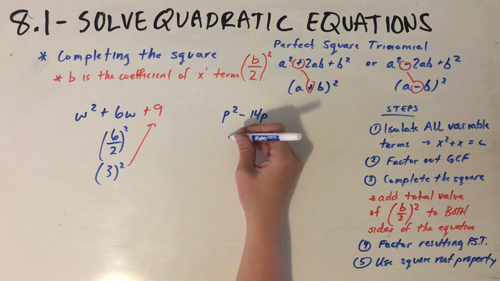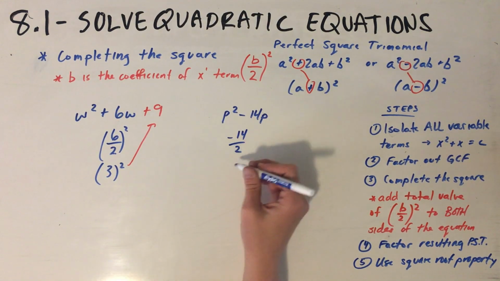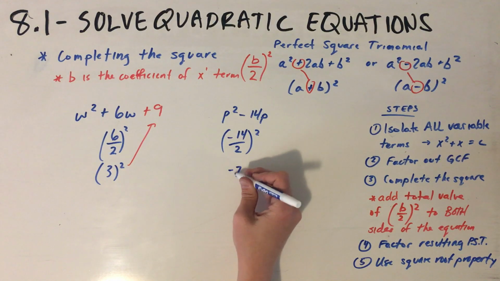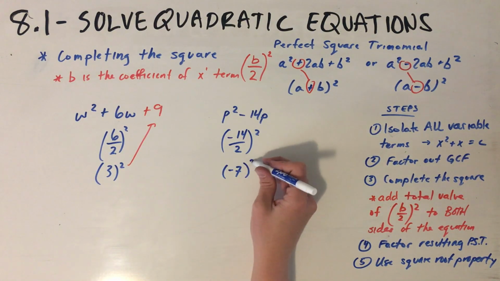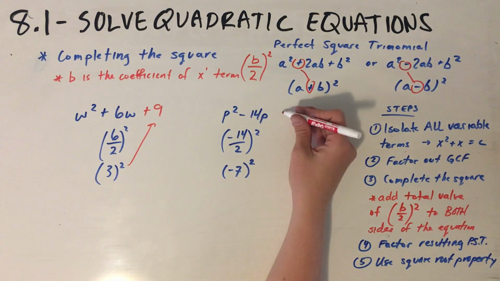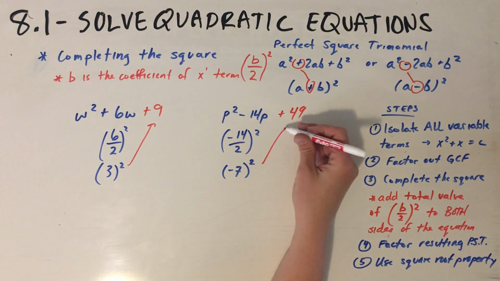Here we're going to take a negative 14 and divide it by 2. That is a negative 7. And we're going to square that. Negative 7 squared is a plus 49.